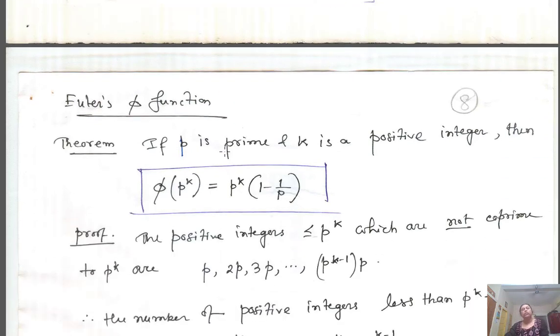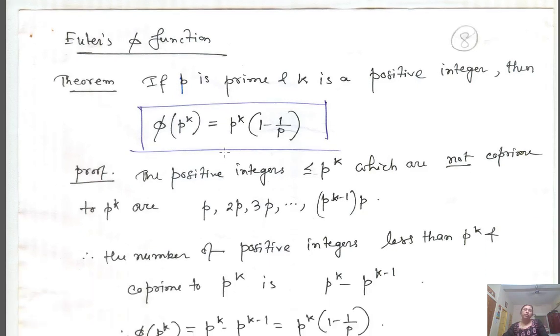Now we can prove the properties of Euler's phi function. The first property was: if p is prime and k is any positive integer, then phi of p to the power k is p to the power k times (1 minus 1 by p).